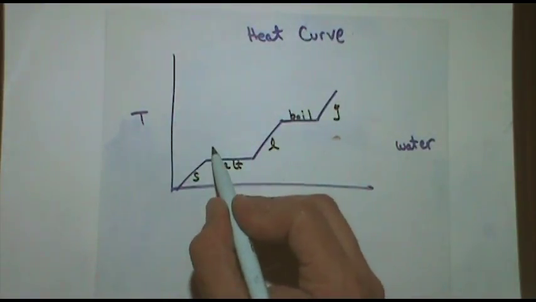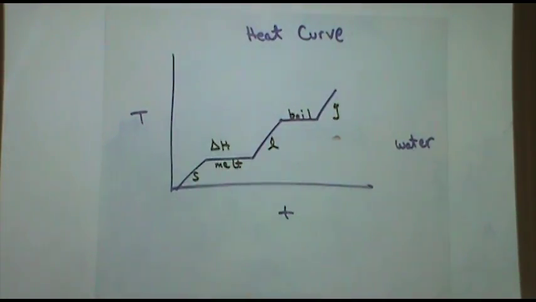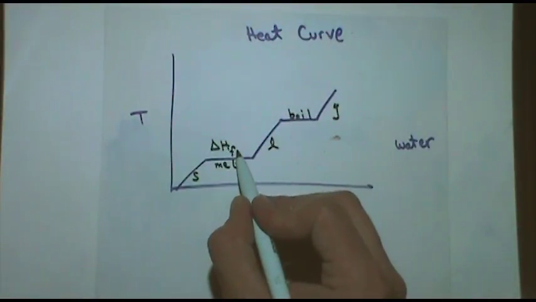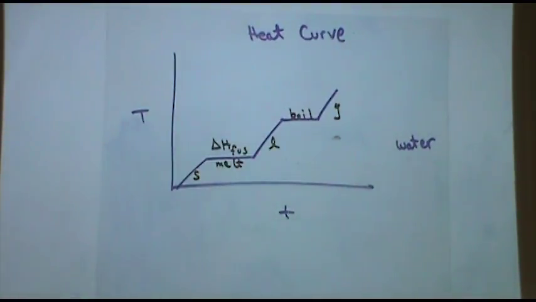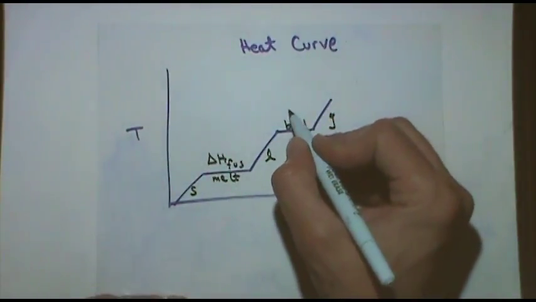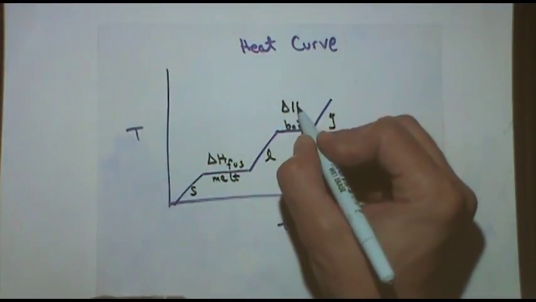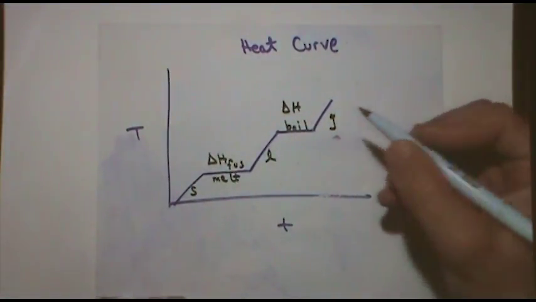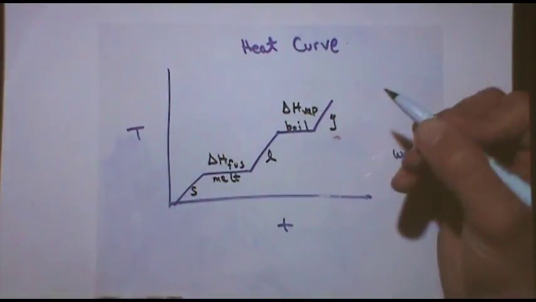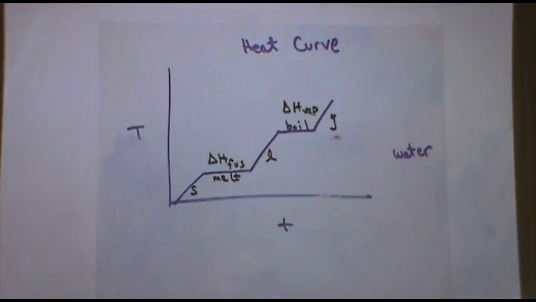All right, this is delta H fusion. Let's think about it. Is it endo or exothermic as time progresses? Endo. Energy is going in to melt something. So this should be a positive number. Delta H vaporization, also a positive number. Okay.